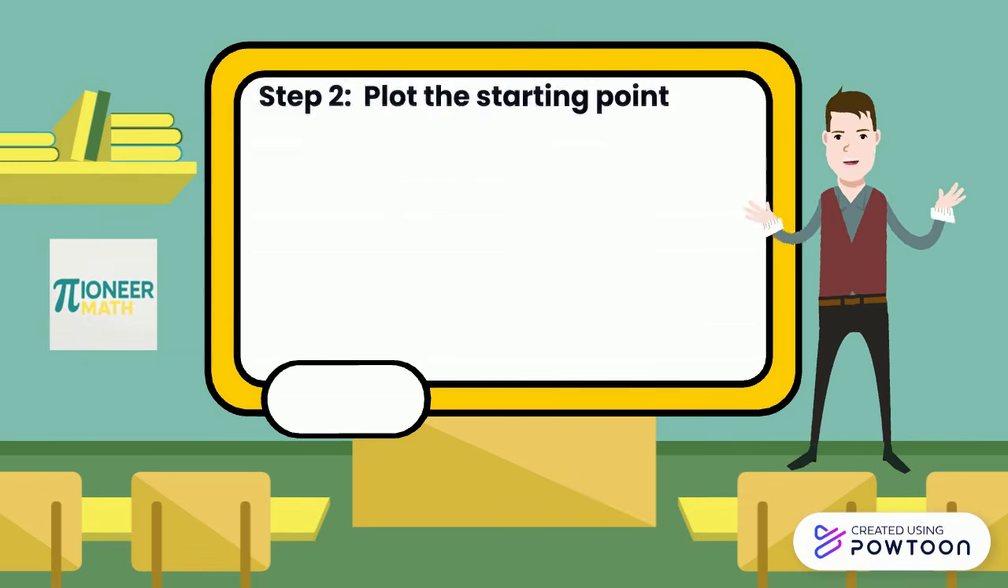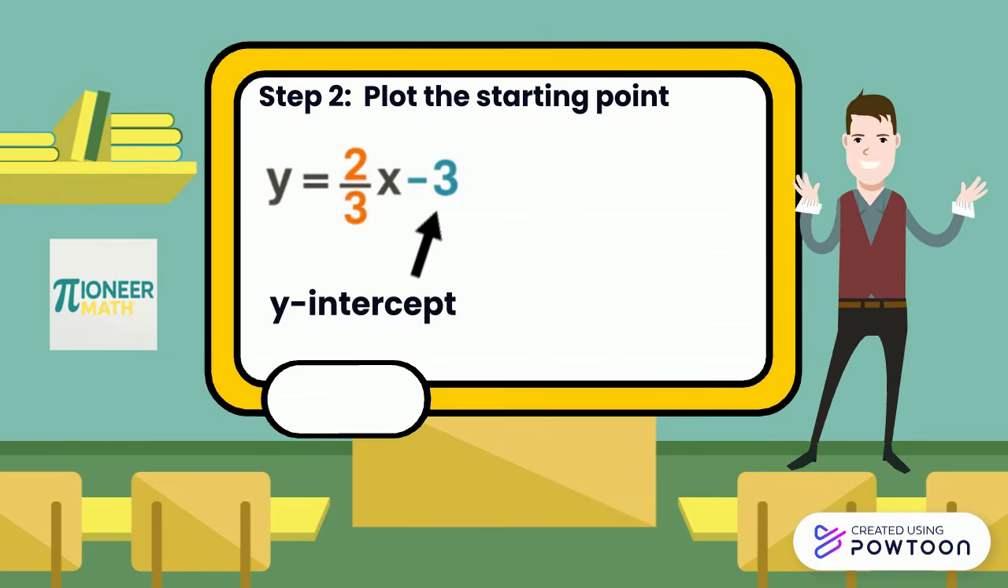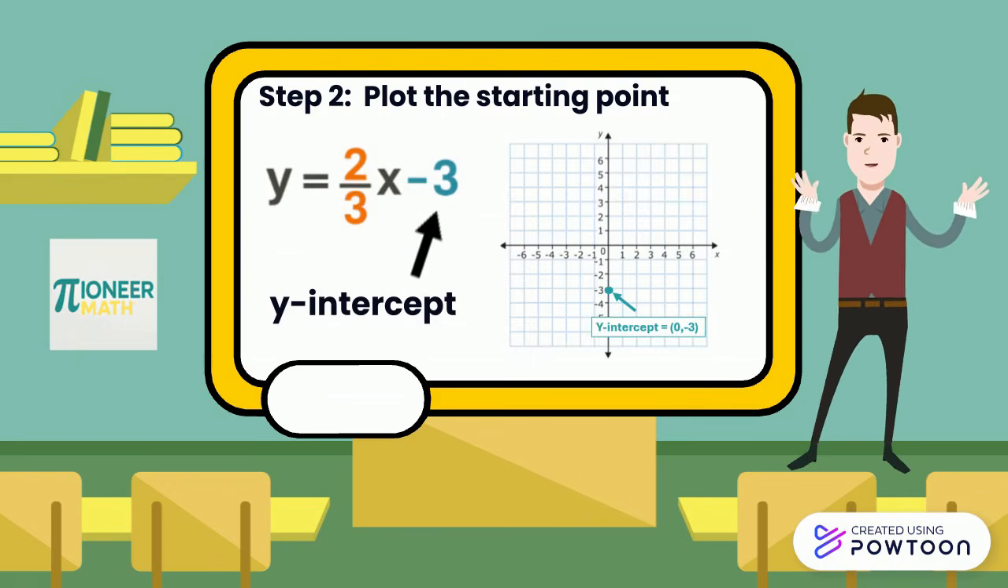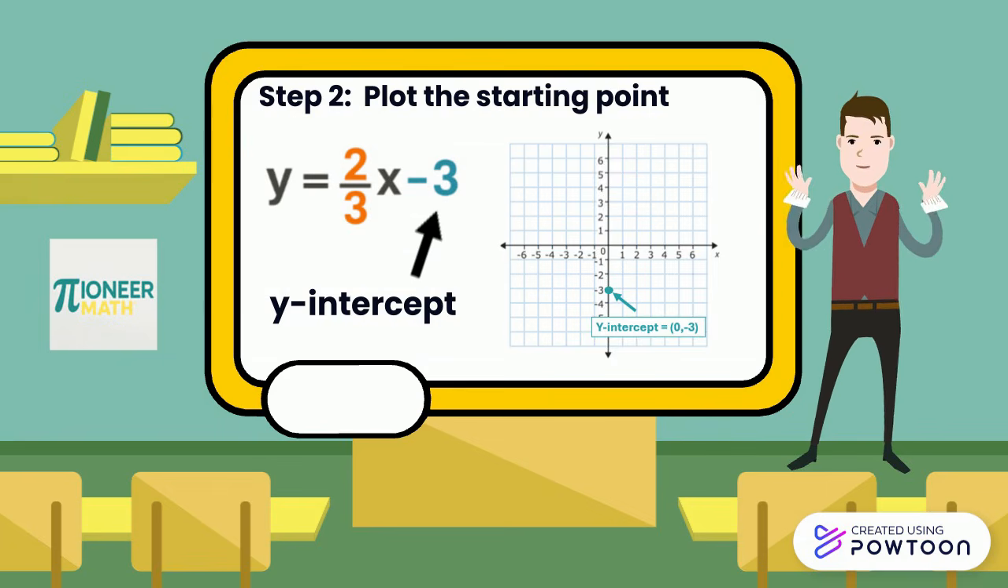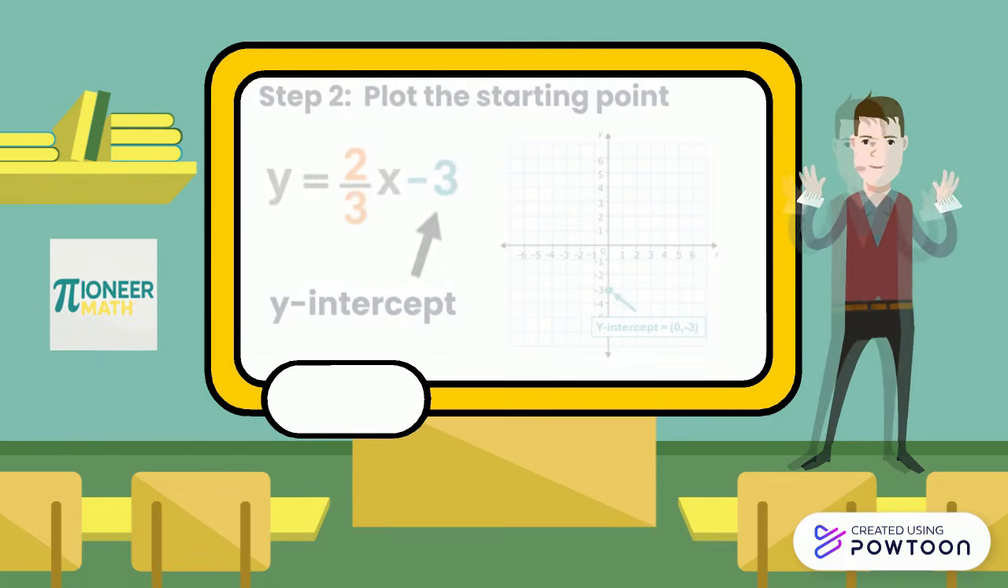Now let's graph the y-intercept, which represents our starting point. The y-intercept of our equation is -3, which is represented on a coordinate plane by the point (0, -3). Every equation written in slope-intercept form begins on the y-axis, so the y-intercept will always be our starting point.